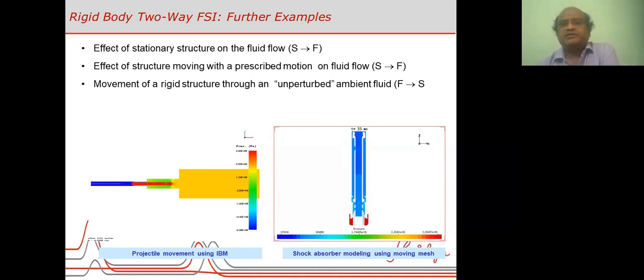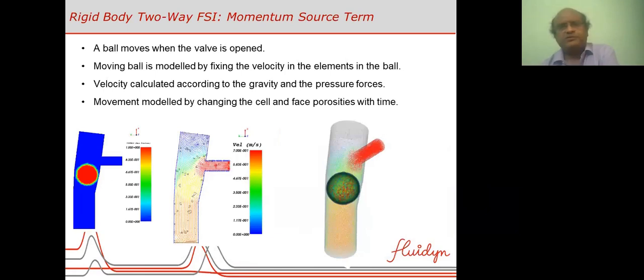Similarly, the right side shows a model for a shock absorber, a two-wheeler shock absorber. The basic principle is the same as that of a gun recoil system. In this case, it was modeled using the same technique, using a moving mesh method. And there is a very simple way of modeling structures in many cases. For example, just by adding a sink term or a source term in the momentum equation, we can model the movements of solids through fluid.